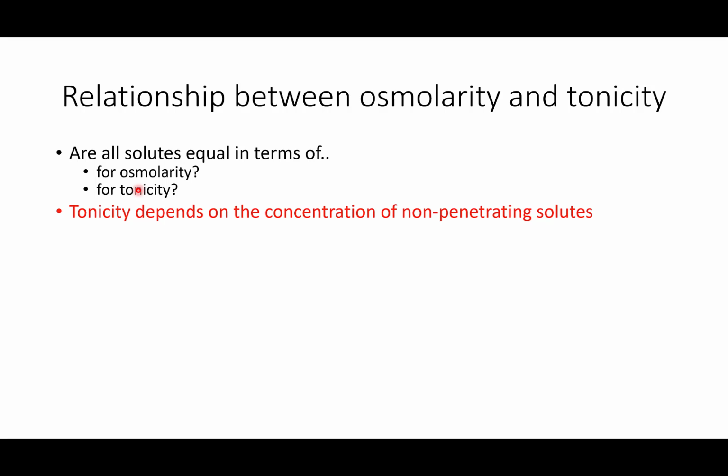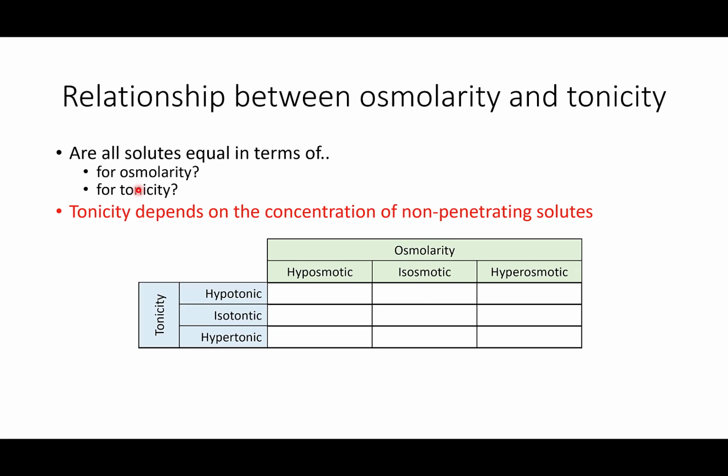Because if a solute can move across the cell membrane, then it's going to balance its own concentration out by diffusion, which we'll talk about in a minute. If it can't, however, if its movement is restricted, then the only way the osmolarity can be balanced is by moving the volume of water. So tonicity really depends on the concentration of those non-penetrating solutes.